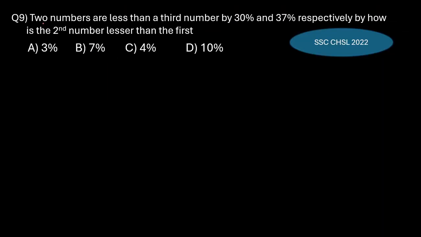Here we have a question which was asked in SSC CHSL 2022. Look at this question, guys. Two numbers are less than a third number by 30% and 37% respectively. By how much percent is the second number less than the first number? Look at this, guys. I have three numbers: first number, second number, and third number. First number and second number are 30% and 37% less than the third number. Right. I am assuming my third number to be 100.